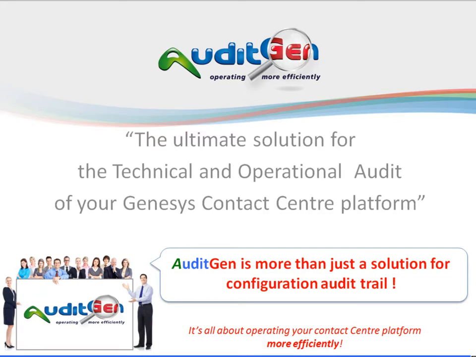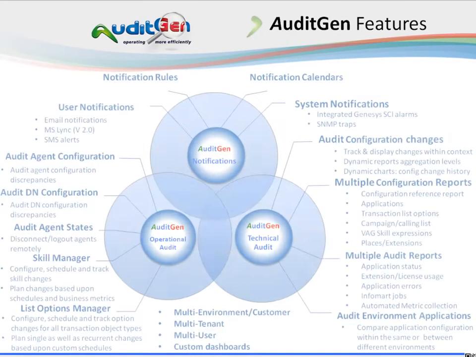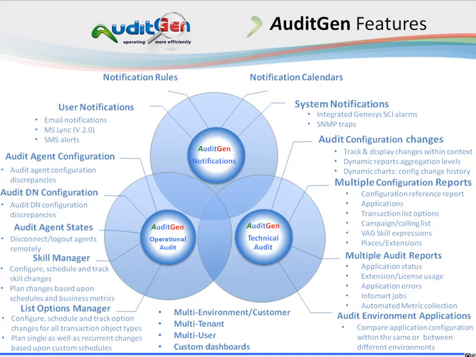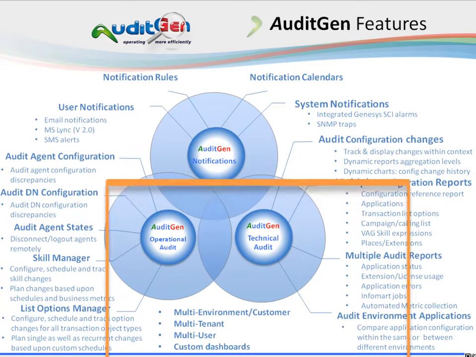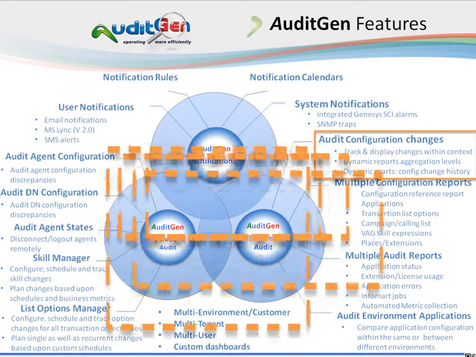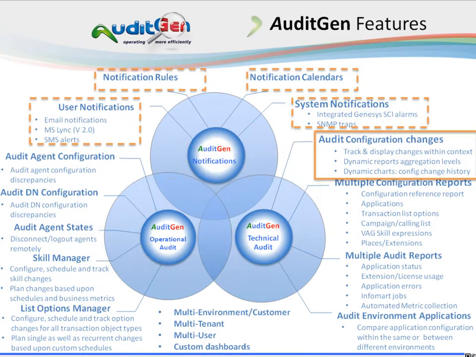AuditGen provides various technical as well as operational audit functions, and this tutorial will focus on AuditGen configuration audit trail capabilities. Keeping track of all changes made to your Genesys configuration is quite important for the support as well as day-to-day management activities of your platform. AuditGen provides the appropriate solution that compensates for the lack of Genesys onboard tools for such audit trail functionality.